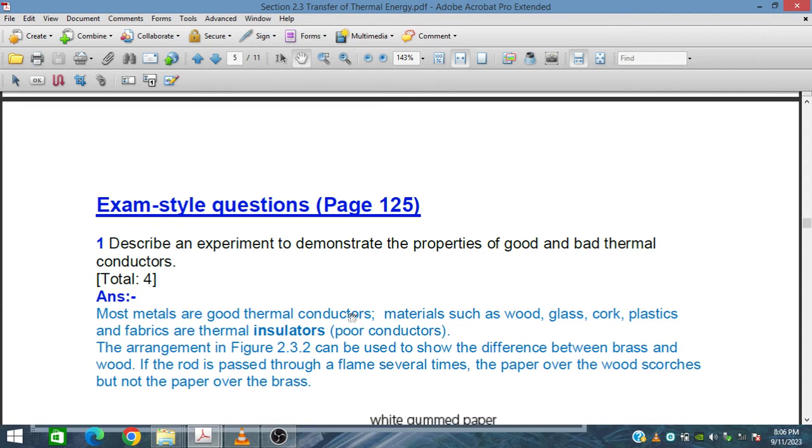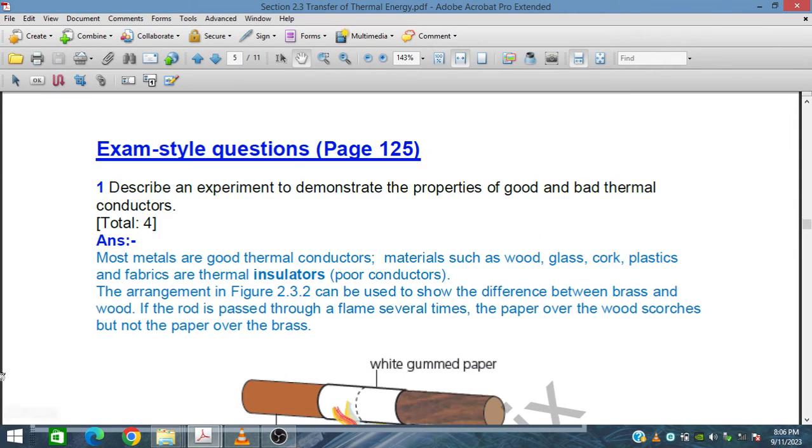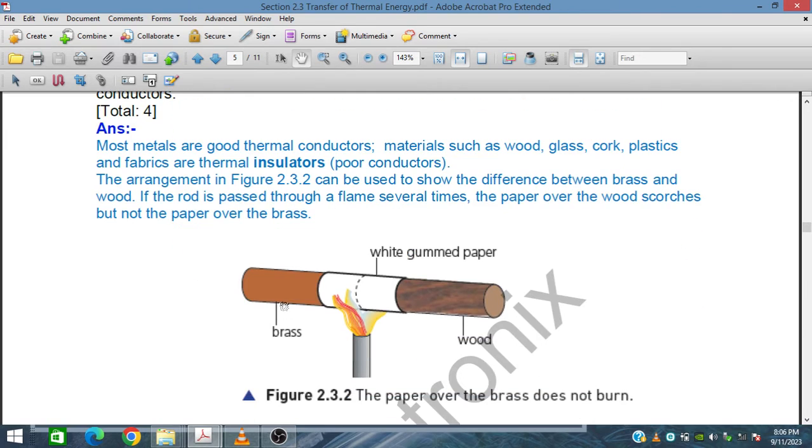Most metals are good thermal conductors. Materials such as wood, glass, cork, plastics and fabrics are thermal insulators or poor conductors. The arrangement of figure 2.32 can be used to show the difference between brass and wood. Here we have a brass and a wood rod, and a paper is here.